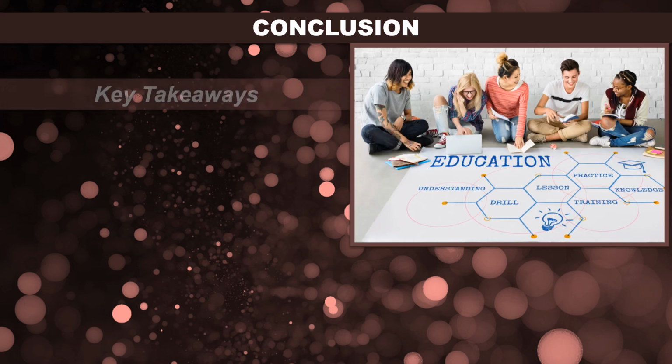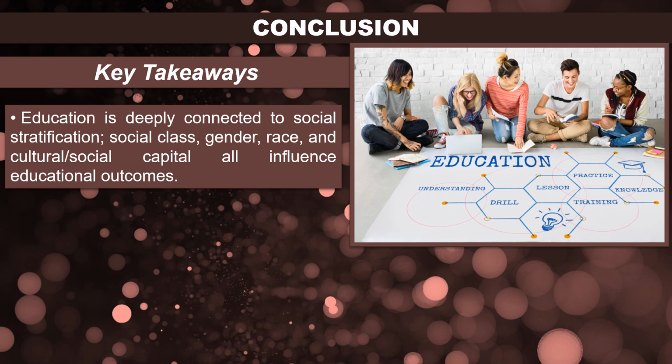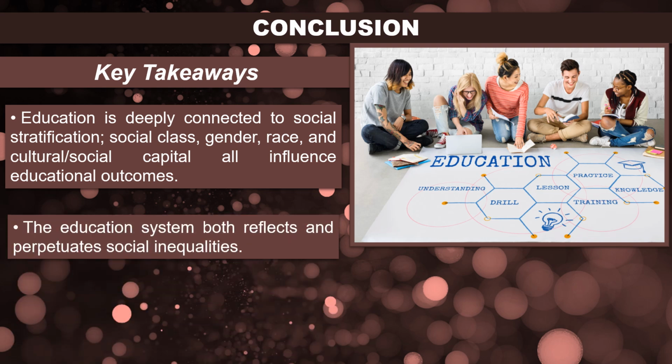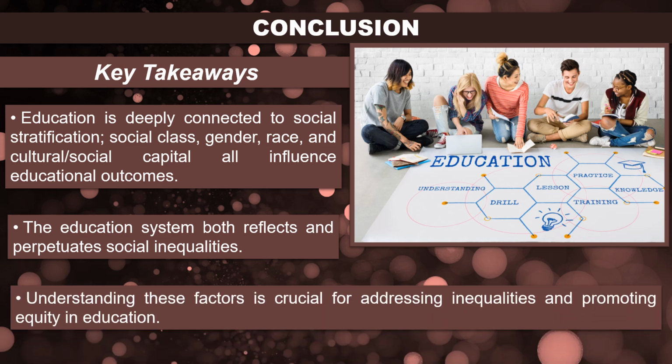Conclusion. What are the key takeaways in this class? Education is deeply connected to social stratification. Social class, gender, race, and cultural and social capital all influence educational outcomes. The education system both reflects and perpetuates social inequalities. Understanding these factors is crucial for addressing inequalities and promoting equity in education.